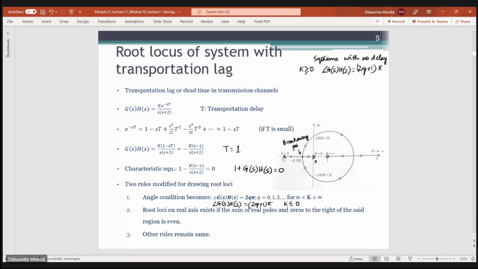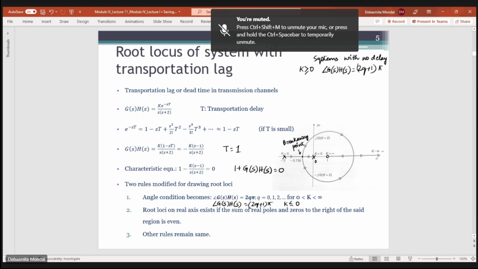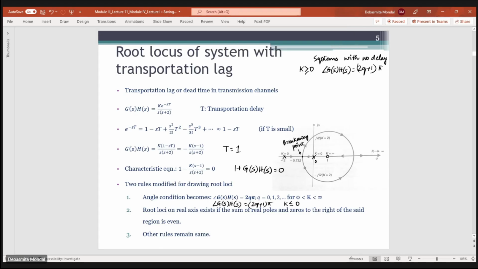This is your breakaway point. So you can find the breakaway point by making dK/ds equal to 0. So from here you can find the breakaway point. Once you have found the breakaway point, then this is the point at which the root locus is actually intersecting the imaginary axis.